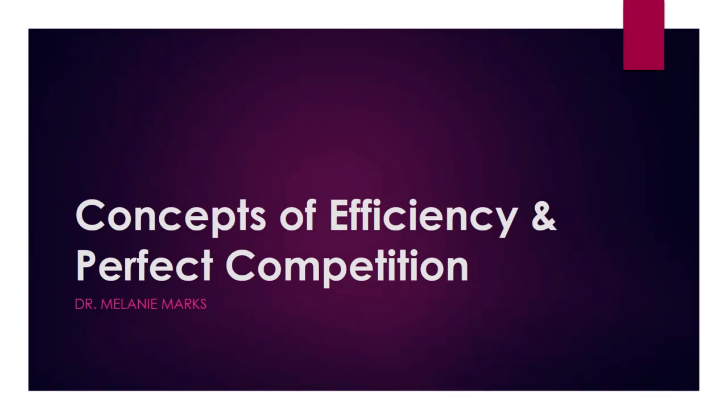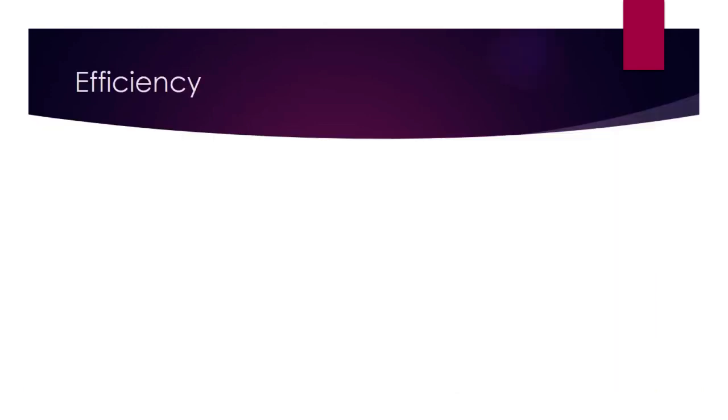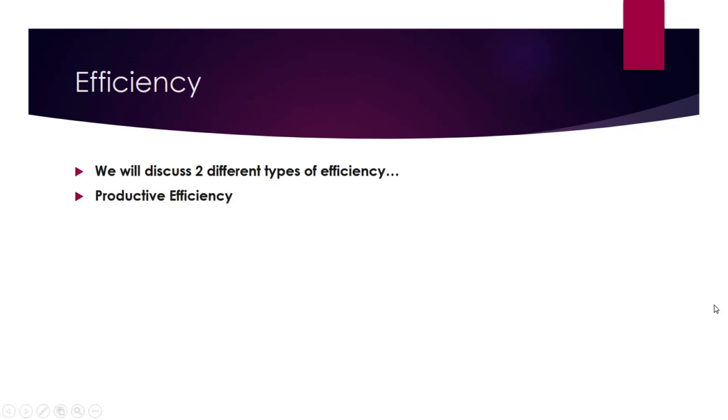Hi everyone, it's Dr. Marks, and our topic for today is efficiency, but specifically we want to apply these concepts of efficiency to the model of perfect competition. Now, we're going to be discussing two types of efficiency, productive efficiency and allocative efficiency. So we're looking to see if a firm is what we're going to call productively efficient or allocatively efficient.